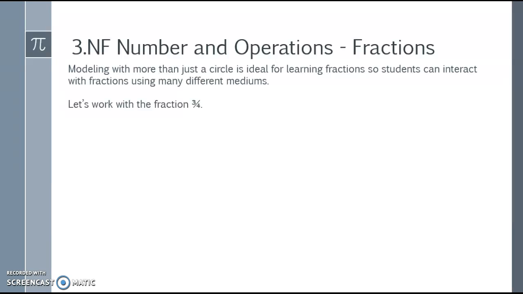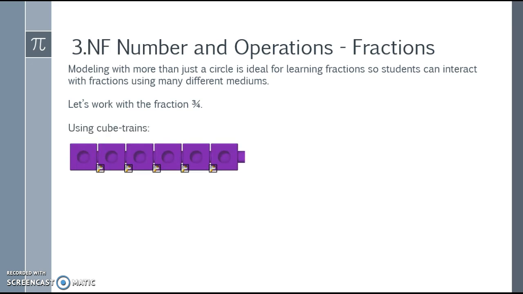Often, our go-to is a circle when we learn fractions, but modeling with more than just a circle is ideal for learning fractions, so students can interact with fractions using many different mediums. So let's begin with working with the fraction 3/4.